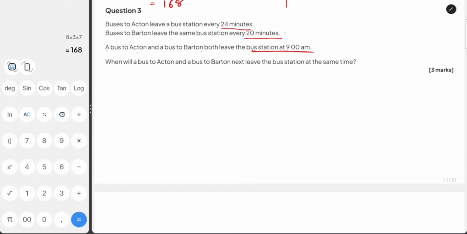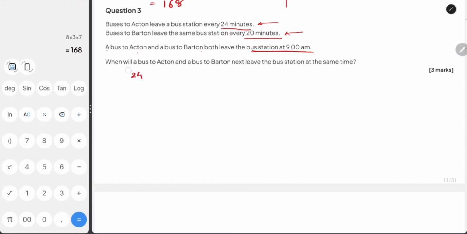Now you are gonna find the time after which they are gonna leave together. Now obviously after 20 minutes one bus is leaving, and after 24 minutes of the 9 a.m. the second bus is leaving. So till 24 minutes they are not gonna leave at the same time. So the time you are finding, it will be more than the 24 and 20 both. So go for LCM. Correct?